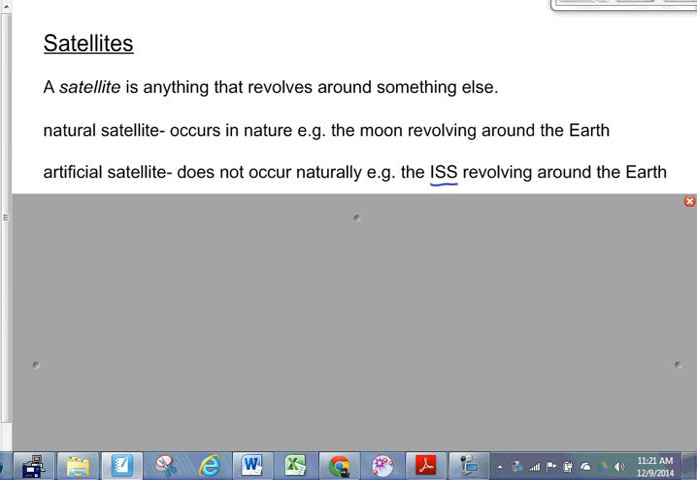That's typically what we think of when we talk about satellites, right? It's things that we put there. Communication satellites, spy satellites, artificial satellites. But things like the Earth revolving around the sun and the moon revolving around the Earth, they're satellites as well. They're just natural satellites, that's all. They're there on their own.